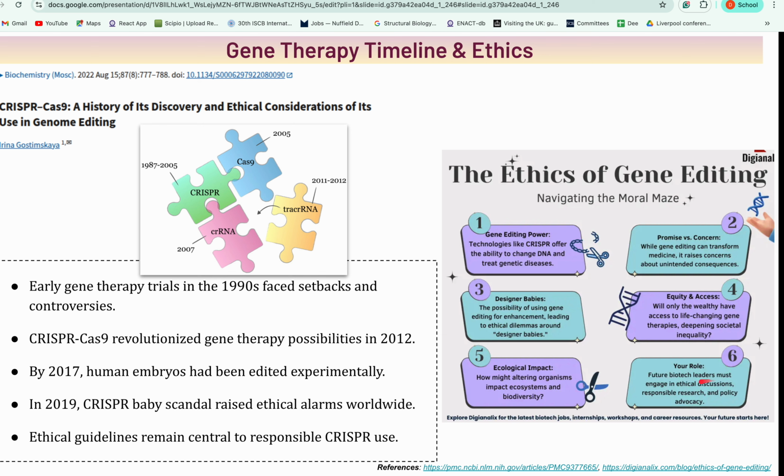So future biotech leaders must engage in ethical discussions, responsible research, and policy advocacy. We must take part in the ethical discussions about what should be legalized, what should not be legalized, and what the rules and regulations are that one must follow. So in gene editing, we must take permission before performing it on any person. Everything needs to be kept in mind, so that we cannot exploit these gene editing methods. We need to keep certain rules and regulations in our mind before proceeding.